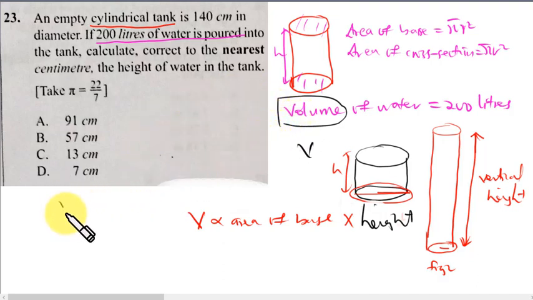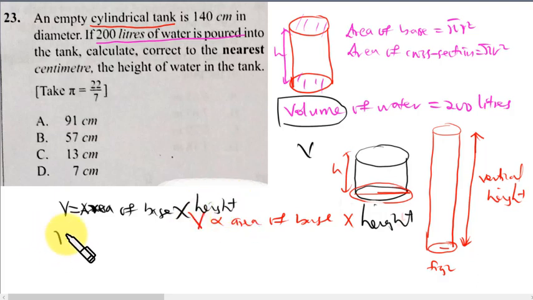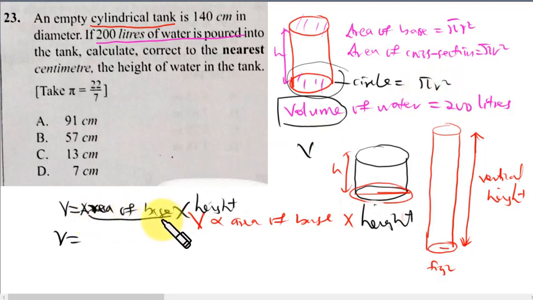So the volume of a cylinder is equal to, first, the area of the base, that is the first thing, then times the vertical height. So what is the shape of the base of a cylinder? It is a circle. And what is the area of a circle? It is pi r squared. So the volume of a cylinder is the area of the base, pi r squared, times the vertical height, which is h.